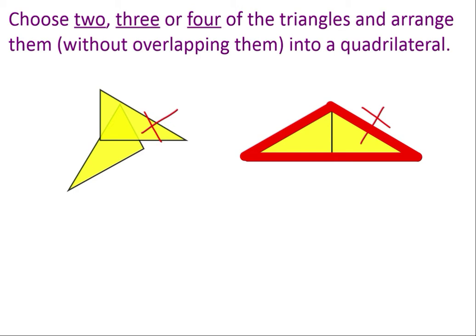So now let's have a look at one that would be correct. Here's the one that I'm going to use as the example for today's lesson. So when you make your new quadrilateral shape, please don't make this particular one. So if you're working on the printed version, then you're just going to cut out your triangles. You'll have lots to work with. You're going to choose 2, 3 or 4 and you're going to arrange them to form a quadrilateral.